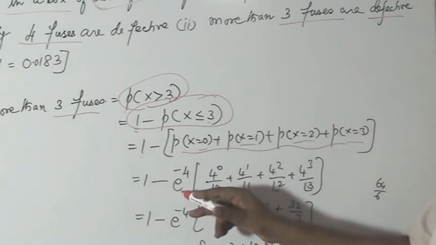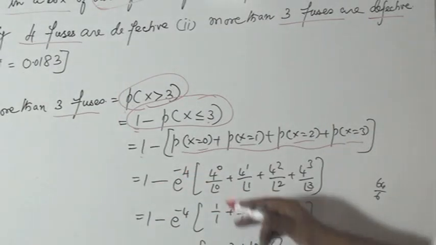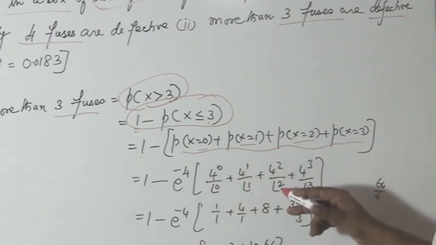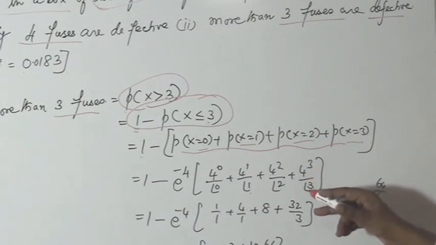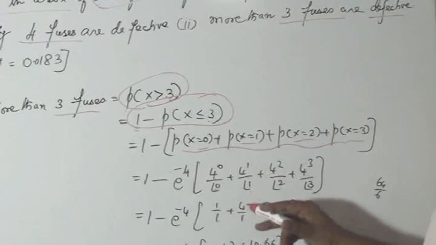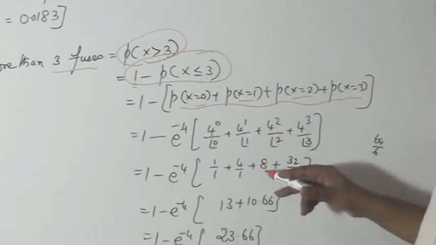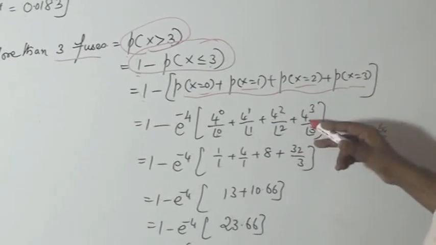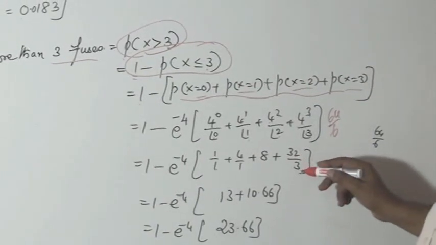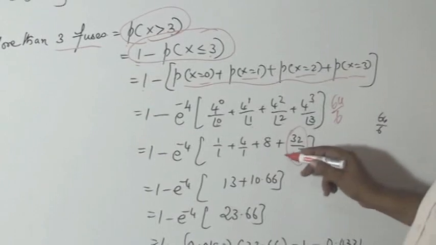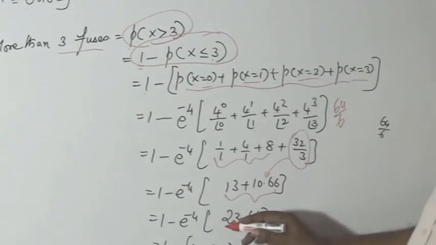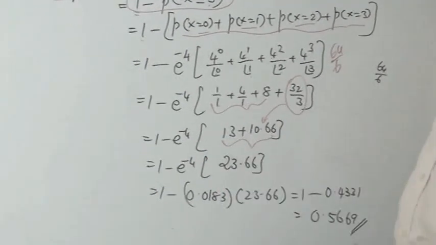So 1 minus, we can take e power minus 4 as common factor. 4 power 0 by factorial 0, 4 power 1 by factorial 1, 4 square by factorial 2, 4 cube by factorial 3. So here 4 power 0 is 1, factorial 0 is 1, 4 power 1 is 4, factorial 1 is 1, 4 square is 16 by 2, that is 8, 4 cube 64, 64 by 6 reduces to what? 32 by 3. So when we divide 32 by 3 we get 10.6. Here the total value becomes 32. So when you add these values we get 23.66 into e power minus 4.